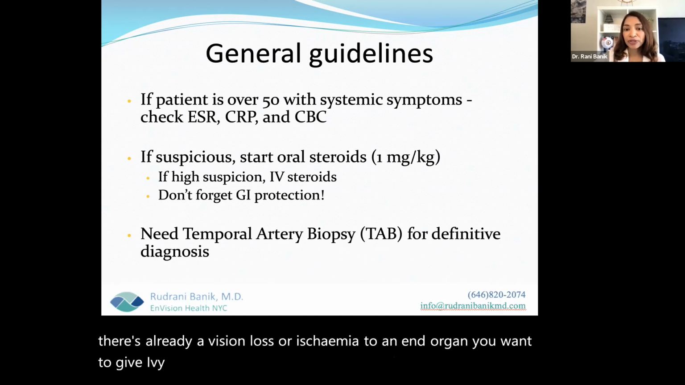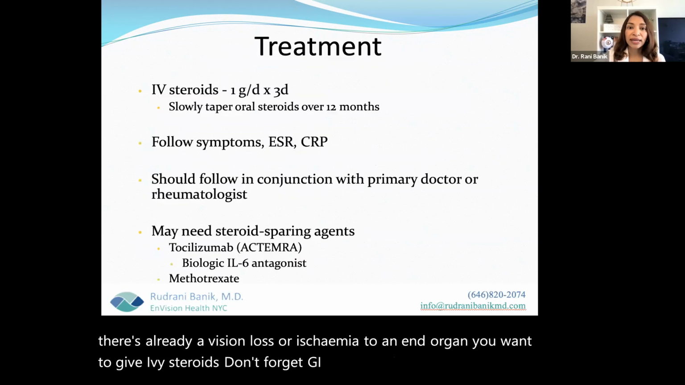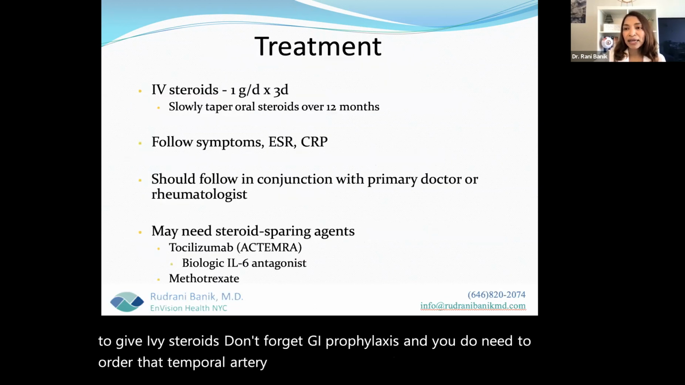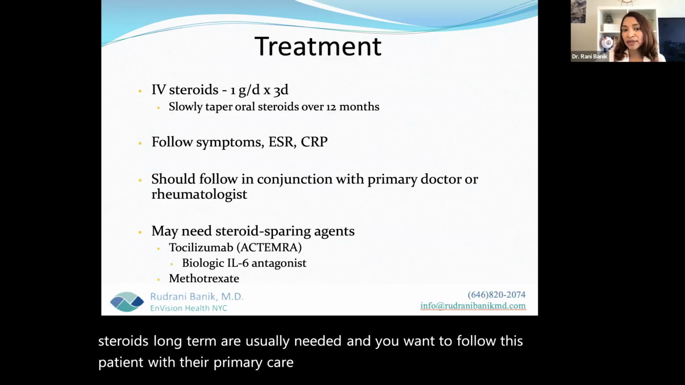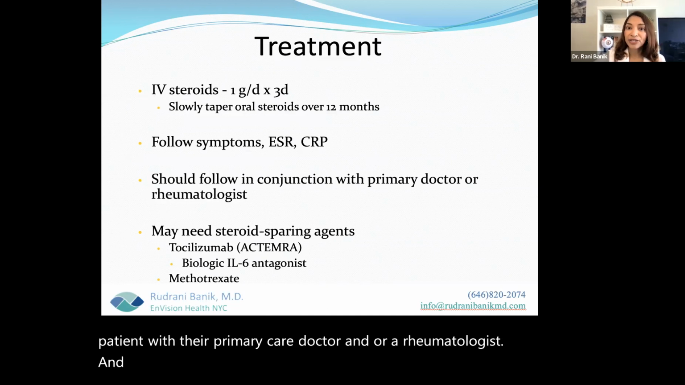Don't forget GI prophylaxis, and you do need to order that temporal artery biopsy. In terms of treatment, again, steroids long-term are usually needed, and you want to follow this patient with their primary care doctor and/or a rheumatologist, and consider steroid-sparing agents now that we have tocilizumab, which is Actemra.